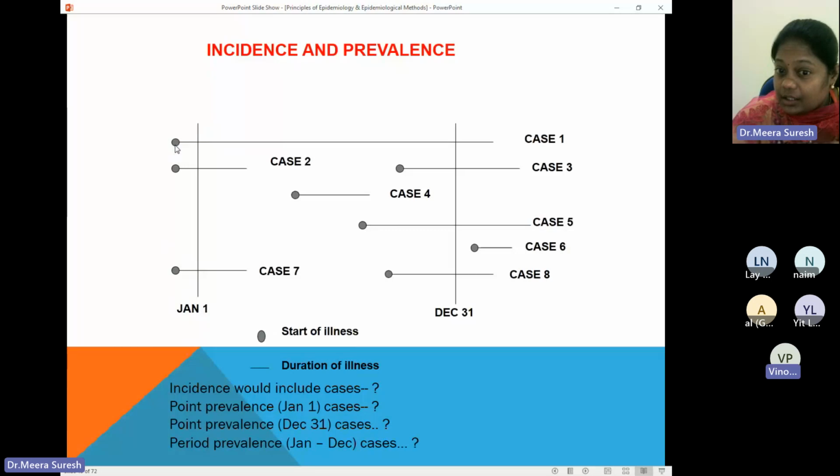Incidents should be new cases. Okay, 1, 2, 3. Case 1 started before January 1. Incidence means we have to concentrate on those cases that started from January 1st. Don't include it, because this happened before January 1st. We can't include case 1.